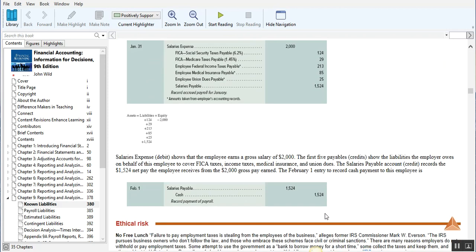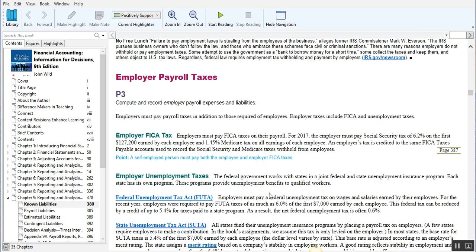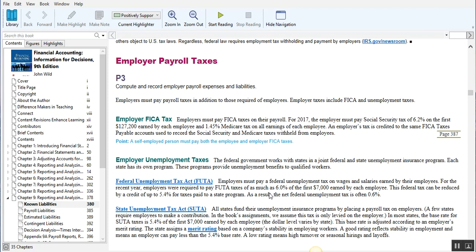Now we will record that as a payable because we're going to calculate this before payday, and then we'll go through and process this on payday. We'll debit the payable and credit cash and actually make that payment. Employer payroll taxes are matched to the employee payroll taxes, at least for FICA.